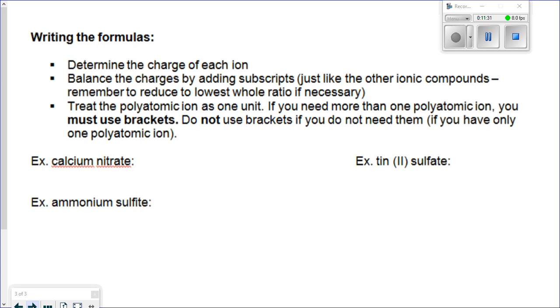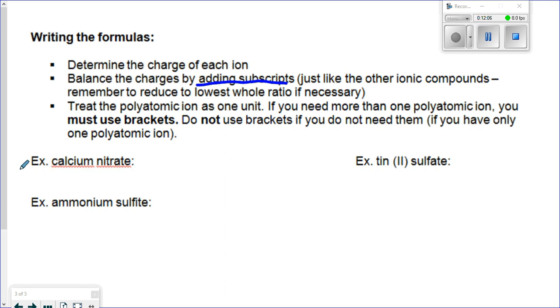It says determine the charge of each ion, so whether they're positive or negative and how many positive or negative. The next one says balance the charges by adding subscripts. Just like other ionic compounds, remember to reduce to the lowest whole number ratio if necessary, and treat your polyatomic ion as one unit. If you need more than one polyatomic ion, you must use brackets. Do not use brackets if you do not need them, so if you only have one of the polyatomic ion.